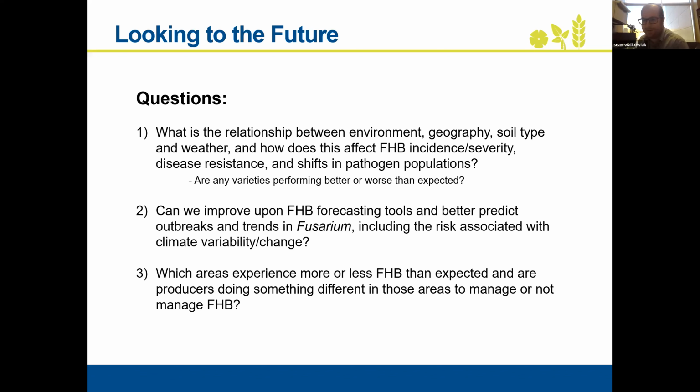Like in 2021, we had a drought across the prairies, and there was hardly any fusarium because there was just no moisture. What was interesting though is that a lot of the fusarium we did observe wasn't Fusarium graminearum, it was the other species. This also supports that there's a complex interaction between environment and the plant pathogen populations. And by looking at areas that see more or less fusarium damage than expected, we can talk to the farmers and producer groups and better understand what they're doing in those areas to manage the disease.